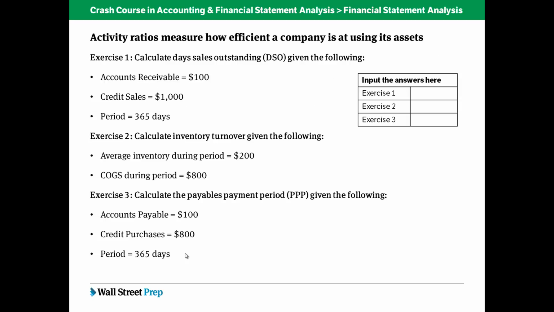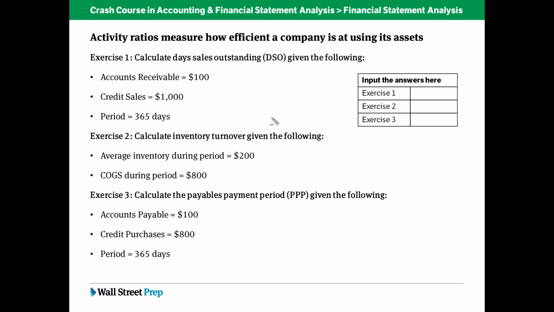So now I'd like you guys to go through an exercise to make sure you understand the calculations. First exercise is to calculate day sales outstanding given the following bit of data. Next, calculate inventory turnover. And lastly, calculate the payables payment period given the following data. Hit the pause button. When you're ready, hit unpause and we'll go through it together as a group.